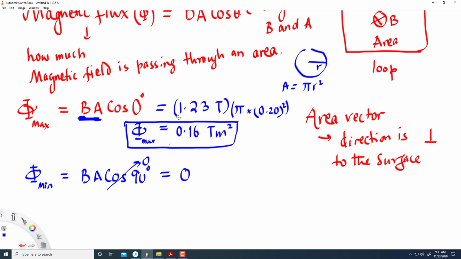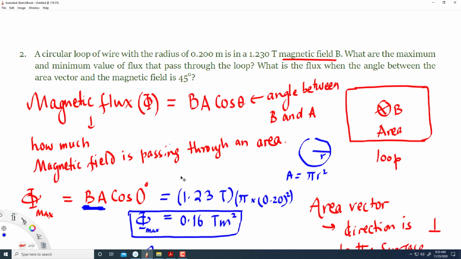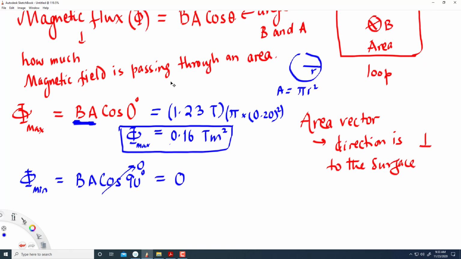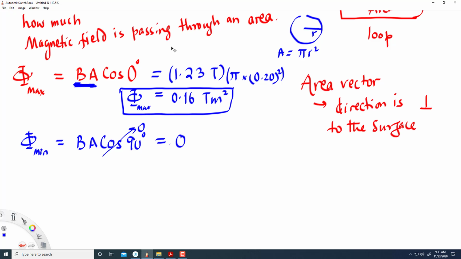Now the third part is asking to find the flux when the angle between B and A is 45 degrees, when you're orienting like this. So this is the area.